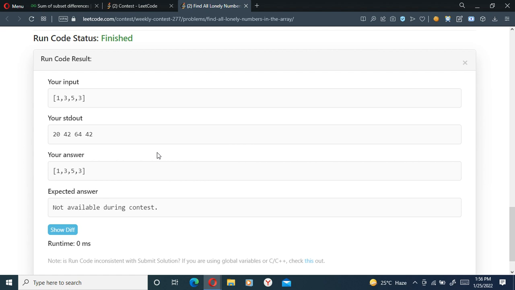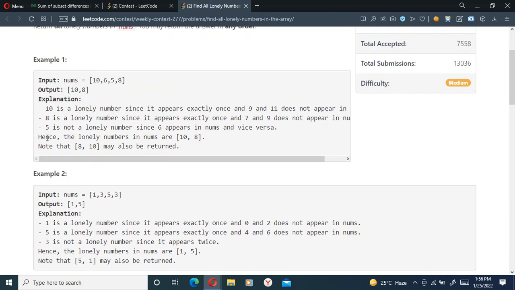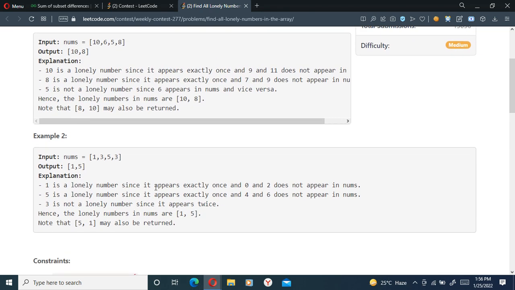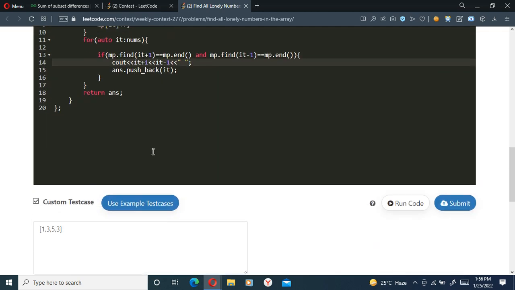Okay, I do not find it, so add it into my answer. Wait a minute, 1 is a real number. 5 is a lonely number. It appears exactly once. Okay, it appears twice. Appears only once. Okay, I missed this condition.